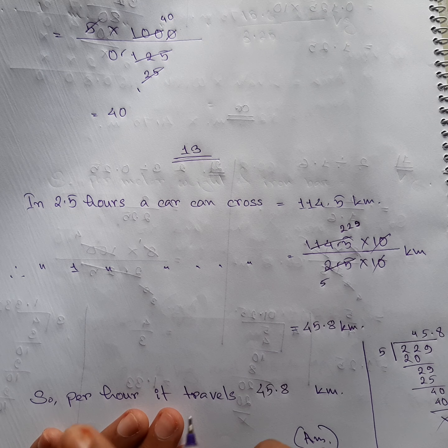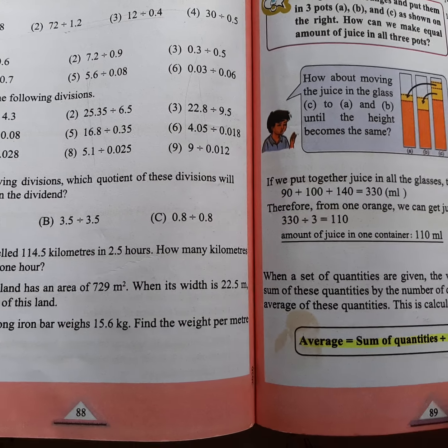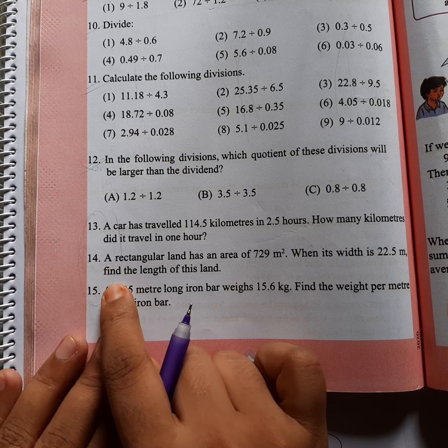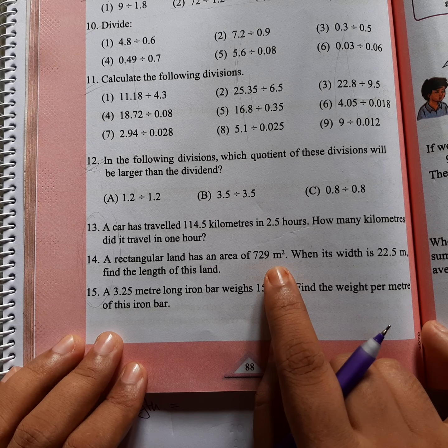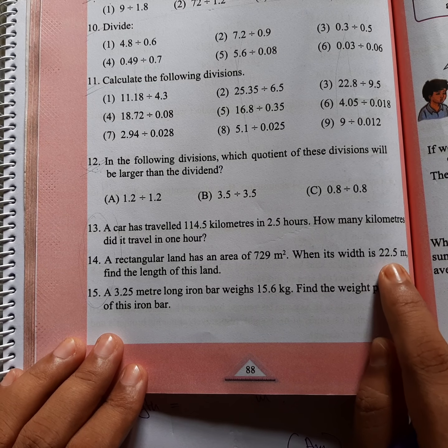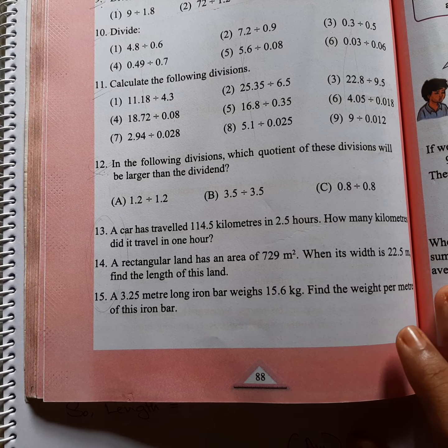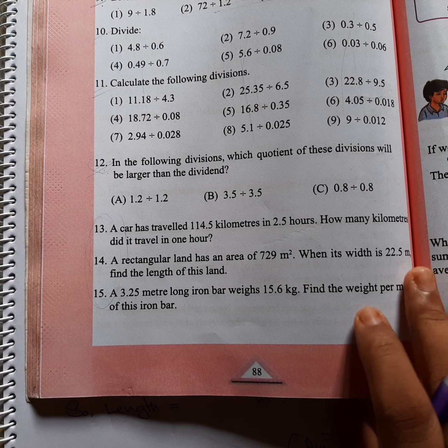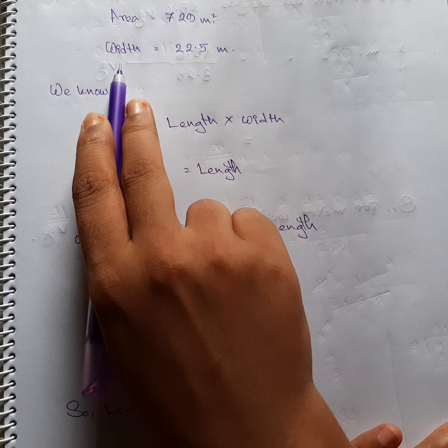Now we actually have 2 more maths. I was talking about white 8 in the previous video, which is actually similar to 14 number here. A rectangular land has an area of 729 meter square when its width is 22.5 meter. Find out the length. One item is given. Whenever there are 3 elements, you can use 2 elements to find the third. Here we will write down, given that the area is this much and the width this much.